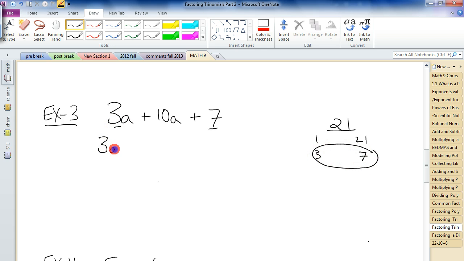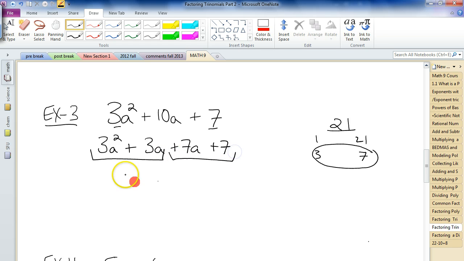So 3a, I suppose 3a squared, my bad. 3a squared plus 3a plus 7a plus 7. There's a group. There's a group. Factor out a 3 and an a. 3a. You factor that out, you're left with just a. You factor that out of there, you're left with just 1.